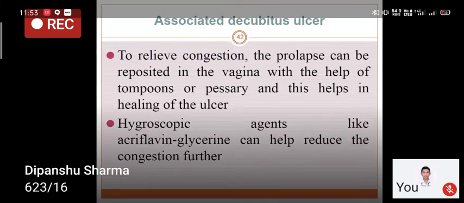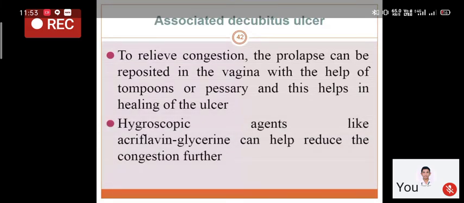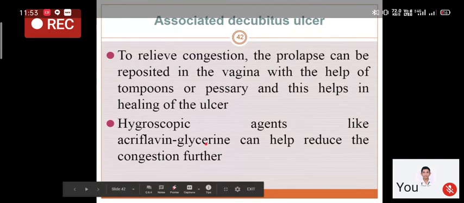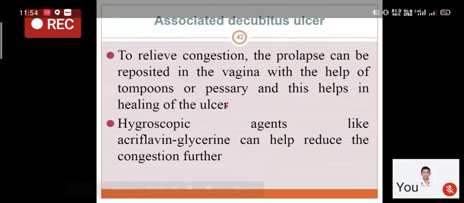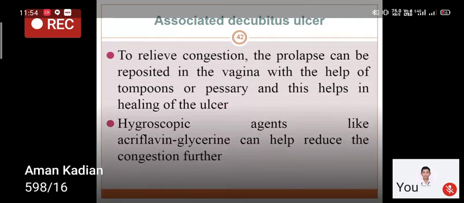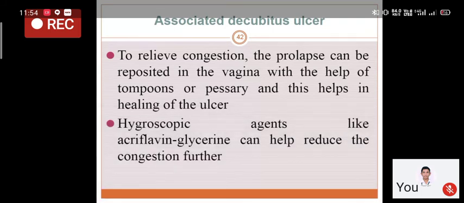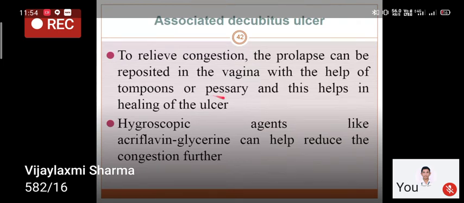So how will you relieve that congestion? By repositing the prolapse part, that is the vagina and the uterus, with the help of a tampon or a pessary inside. Okay, so we do packing of the vagina, which will again reposit the prolapse part inside the vagina, and it will heal the ulcer automatically. There is no need for any antibiotic because the cause of the ulcer was venous congestion. You have relieved the congestion by packing the vagina and using a pessary.